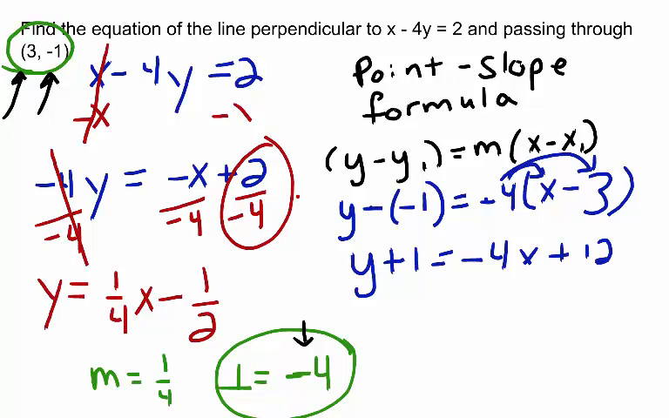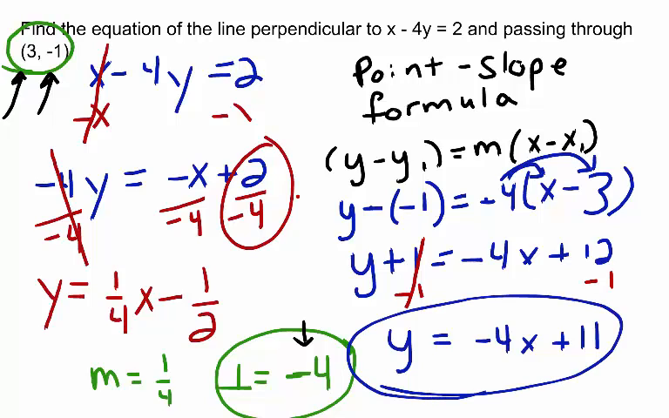From here, I'll subtract 1 from both sides, and I'm left with y equals negative 4x plus 11. There's our answer. So the equation of the line perpendicular to x minus 4y equals 2, passing through point (3, -1), happens to be y equals negative 4x plus 11.